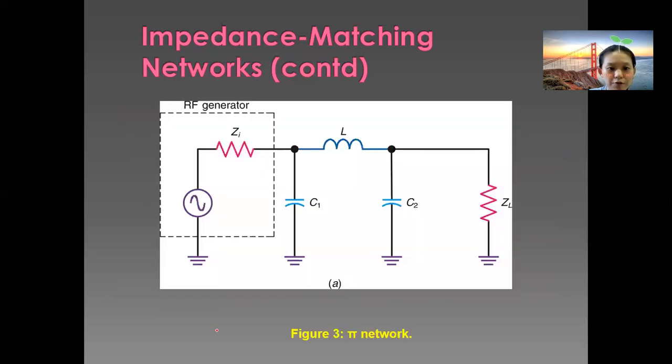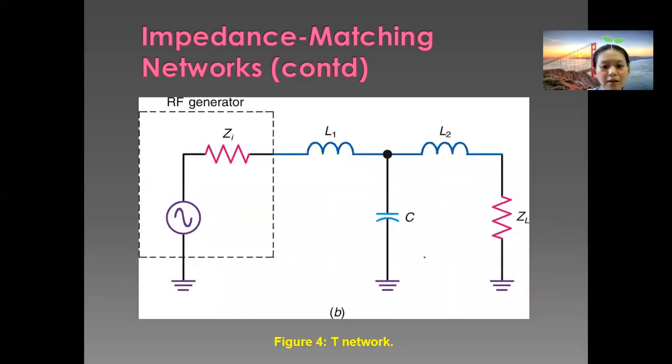So now we go to our figure. This one is a pi network, so we can see it has the shape of pi. This is 1, 2, 3 reactive elements. Now we go to the T network. So we have a shape of T. Same, we have 3 reactive elements: 1, 2, and 3.